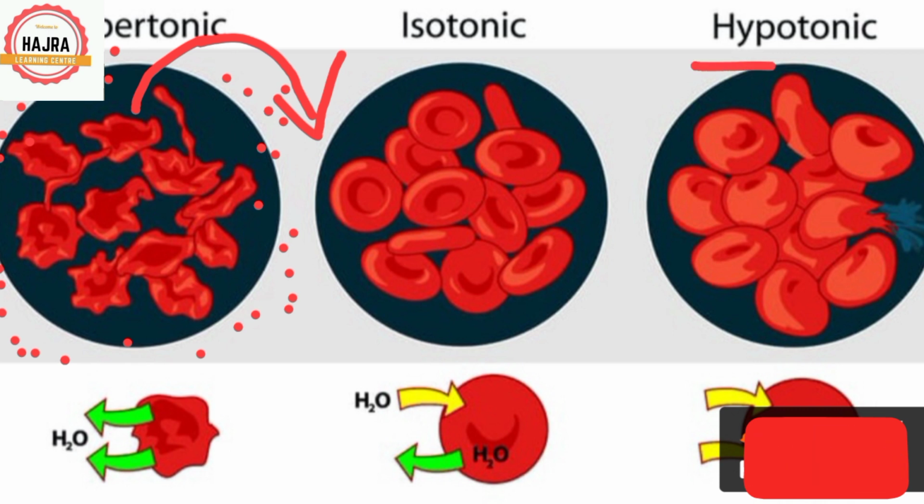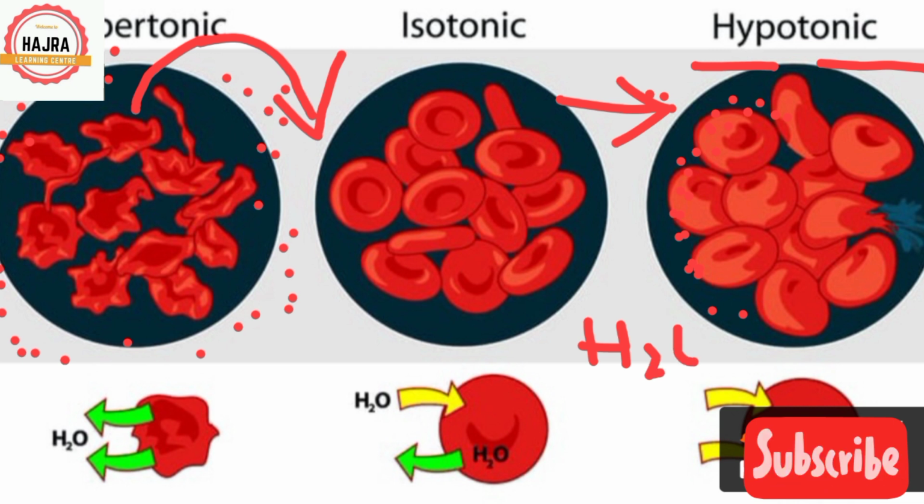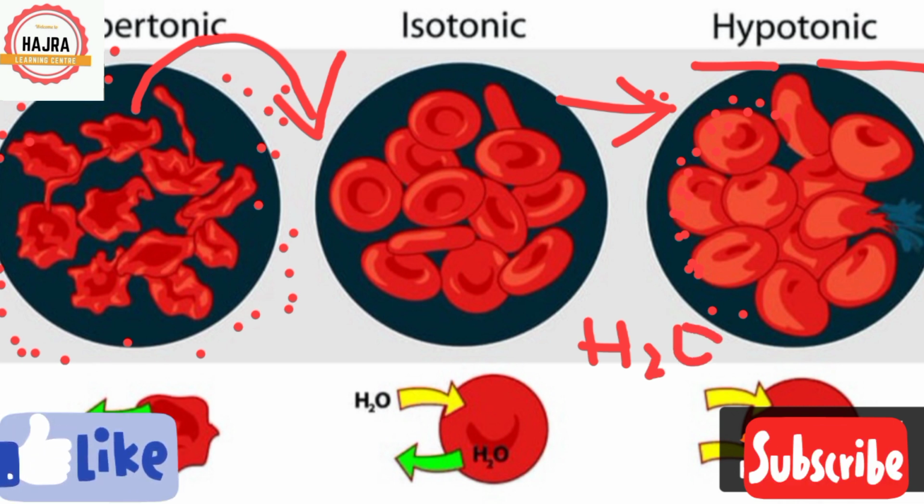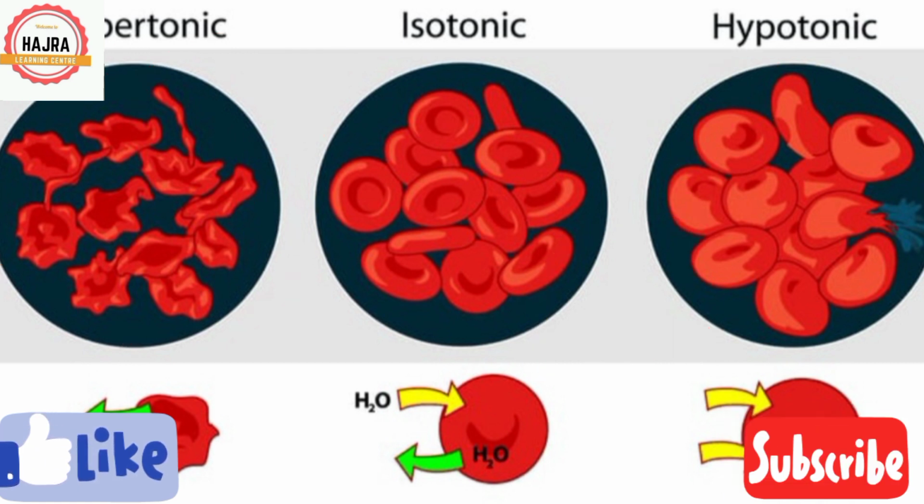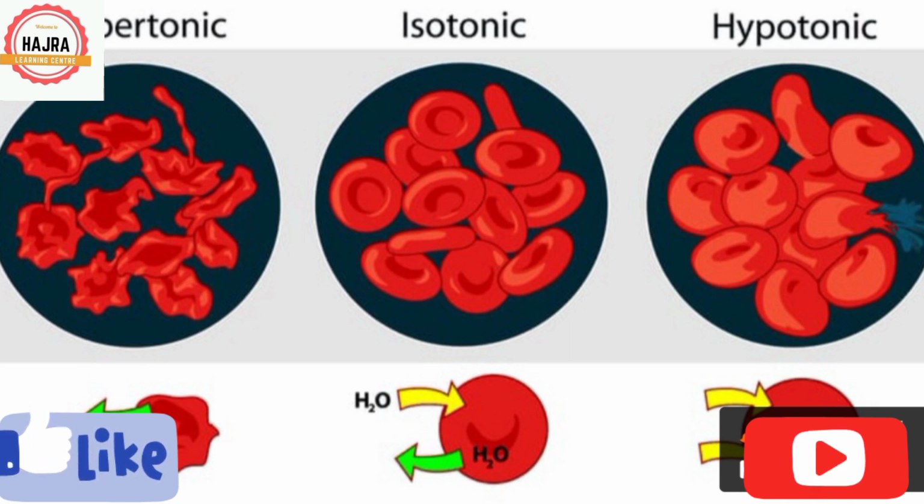Let's talk about hypotonic. Hypotonic means the amount of solutes at the inner side of the cell is less as compared to the outside. So at the outside the water molecules are higher in amount. Water will move from the higher concentration towards the lower concentration. In this way the cell will swell up, and when it swells up, it will eventually burst. So here we have learned about three types of tonicity: number 1 hypertonic, number 2 isotonic, and number 3 hypotonic.